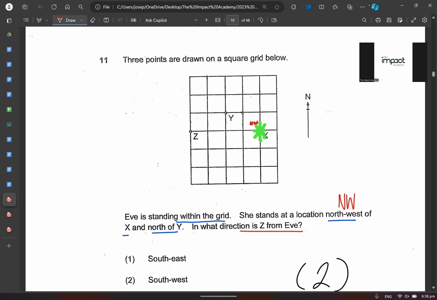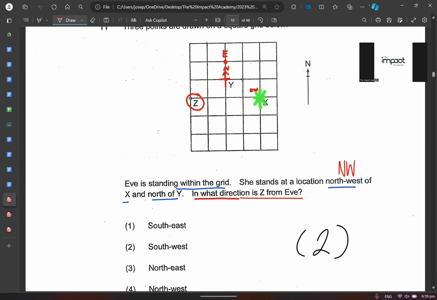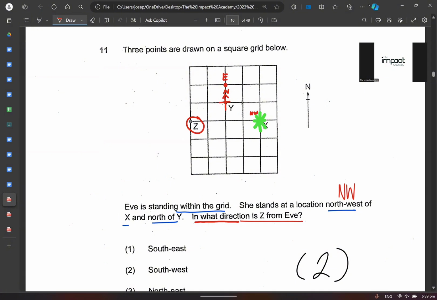All right. North of Y. That means I go to my Y. We know north of Y is somewhere here. So northeast of this should be somewhere here, right? Agree or disagree? In which direction is Z from Eve? So if Eve is over here, then your Z definitely has to be in the southwest. Why southwest?